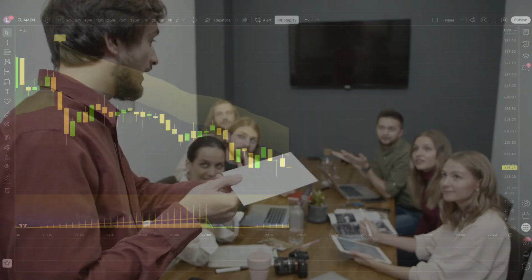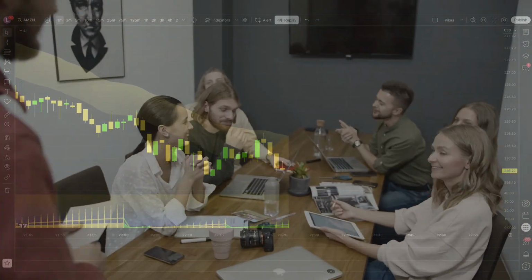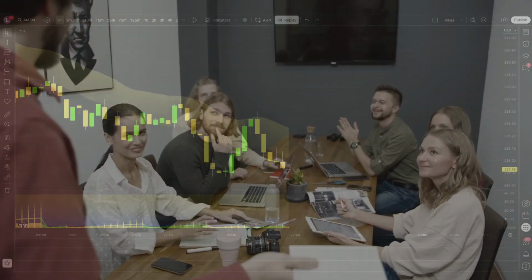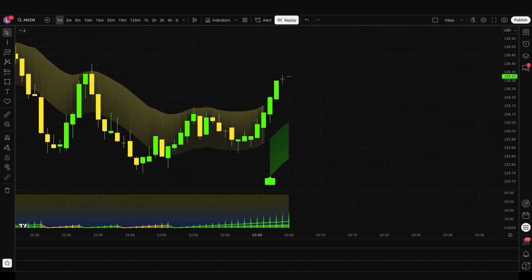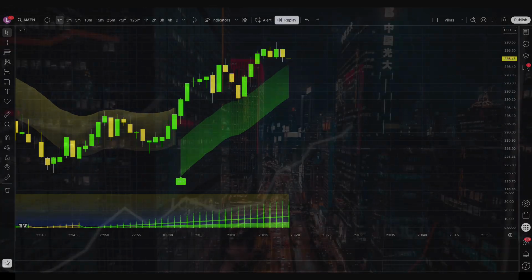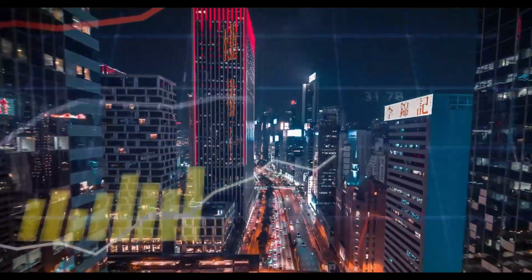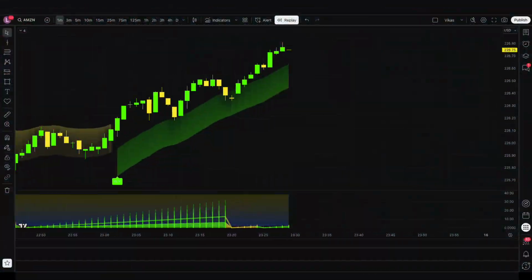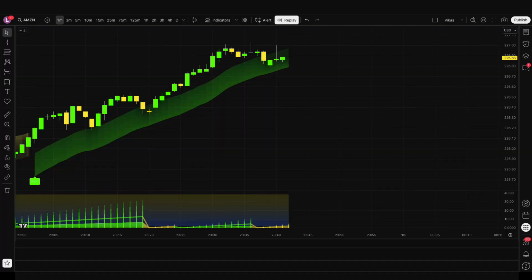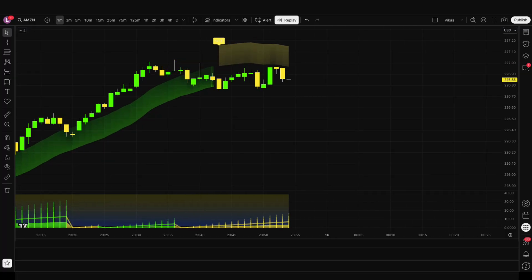Before we jump into the specifics, it's essential to understand the basics of trading indicators. Indicators are tools that help traders analyze market trends and make informed decisions. They can provide insights into price movements, momentum, and potential reversals. In this section, we'll cover the fundamental concepts that underpin our indicator setup.